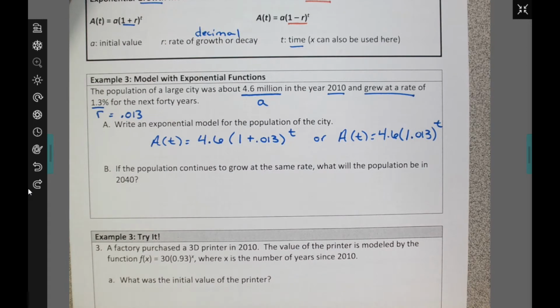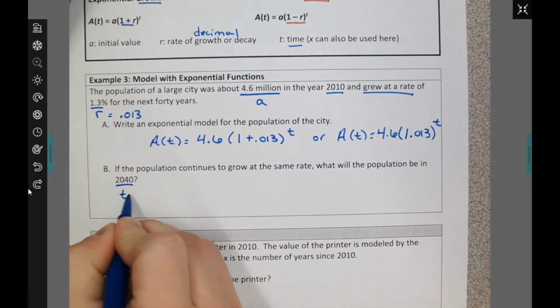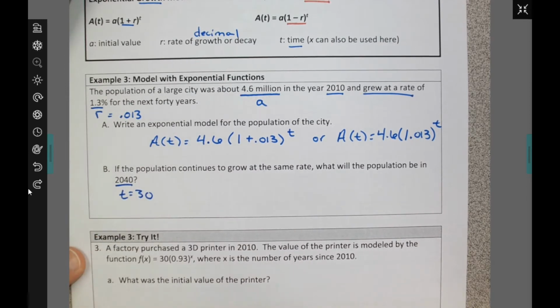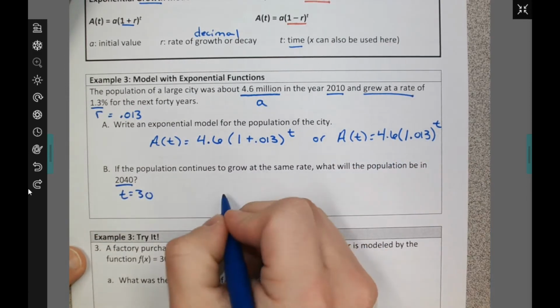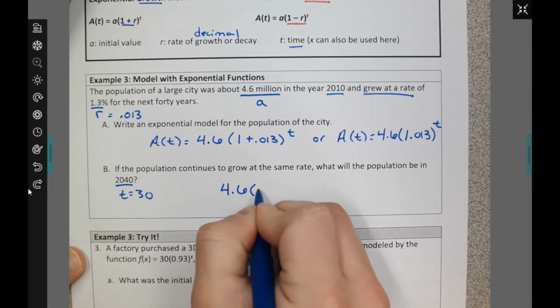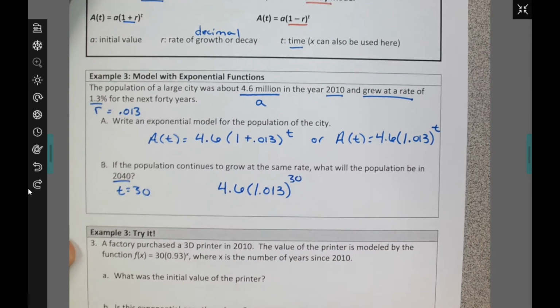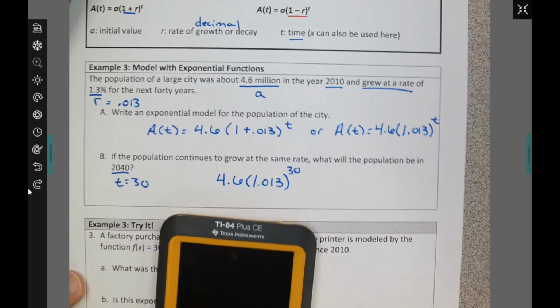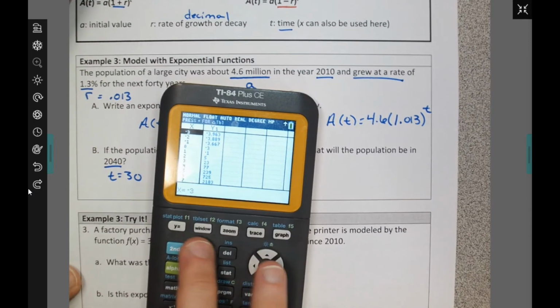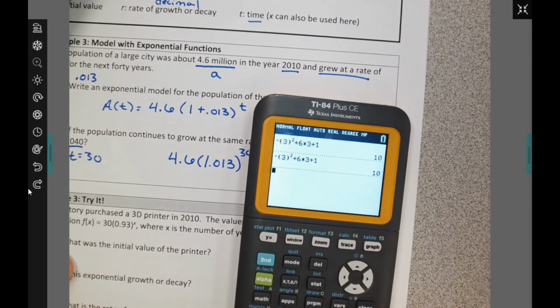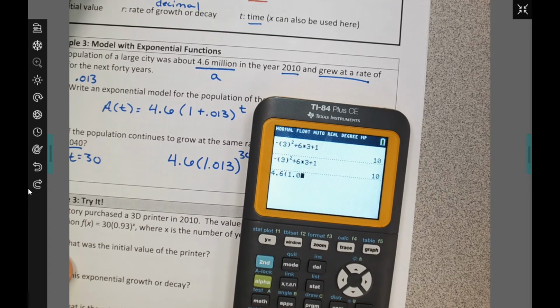For B, they say if the population continues to grow at the same rate, what will the population be in 2040? If I'm at 2010 and I'm counting up to 2040, they're asking me for 30 years later. So we plug in 30 for t. It gives me 4.6 times 1.013 to the 30 power. On our calculator, we type in 4.6 parentheses 1.013, and we are going to the 30 power.